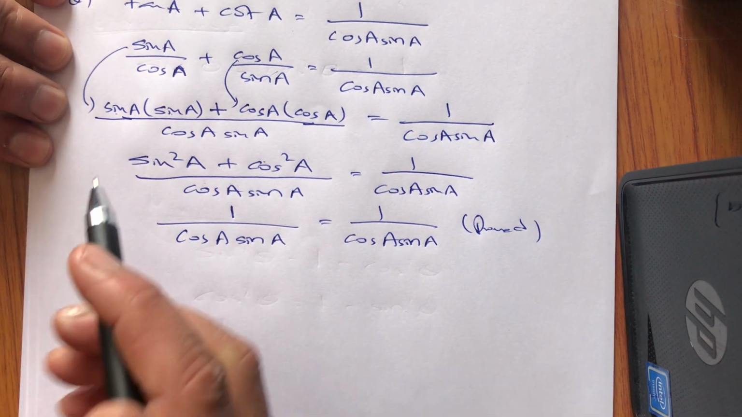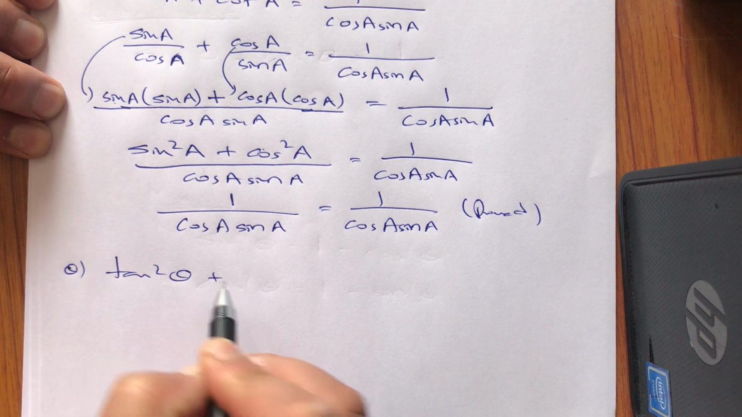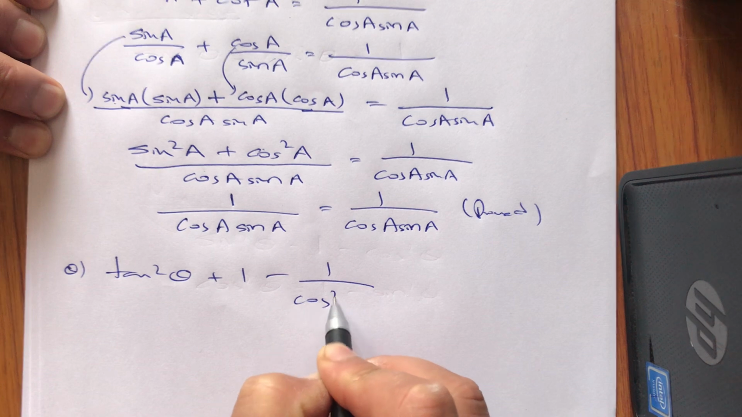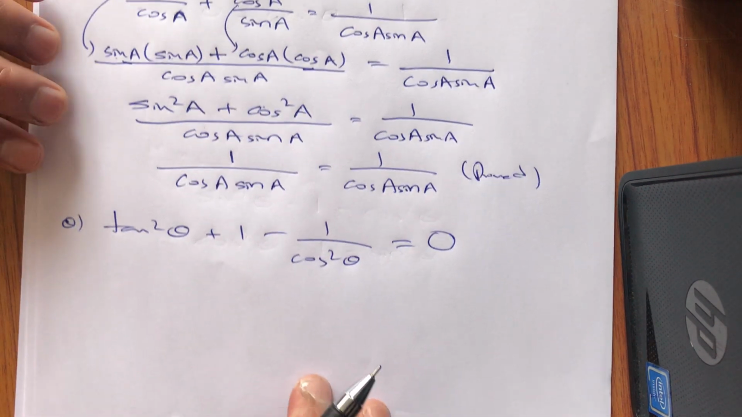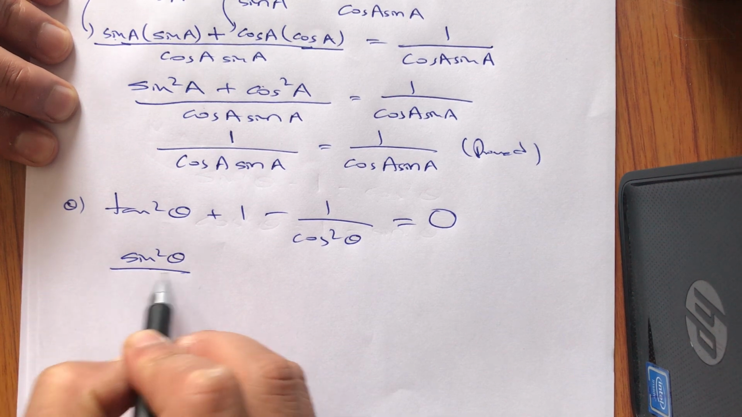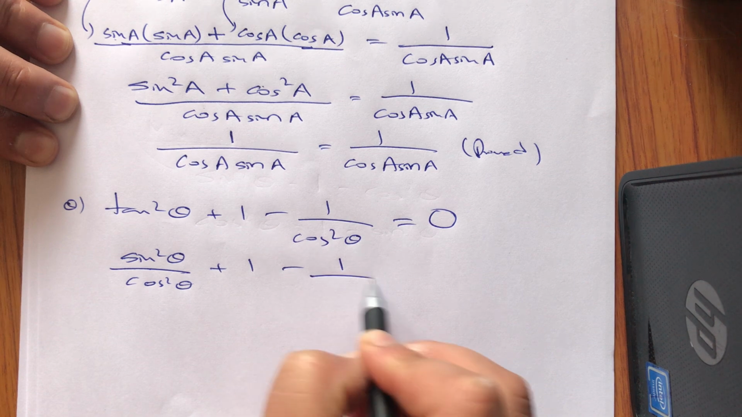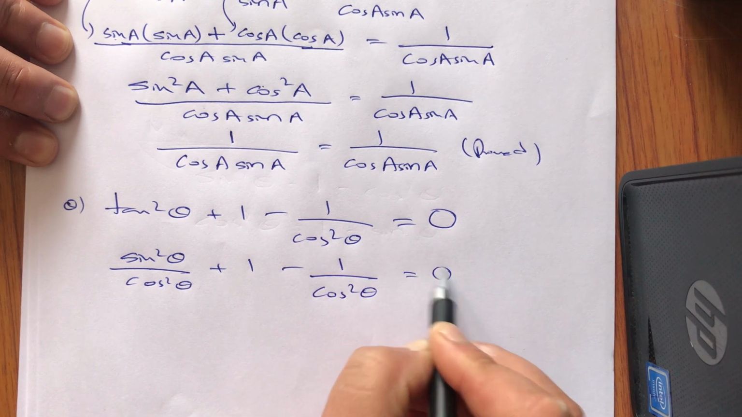So let's say I have to do another one. Let's say the question says tan square theta plus 1 minus 1 by cos square theta, prove it equals 0. So then what do I do? This is not in sine and cos. I write it as sine square theta by cos square theta plus 1 as it is, minus 1 by cos square theta. This is already in cos, so I leave it as it is, equals 0.